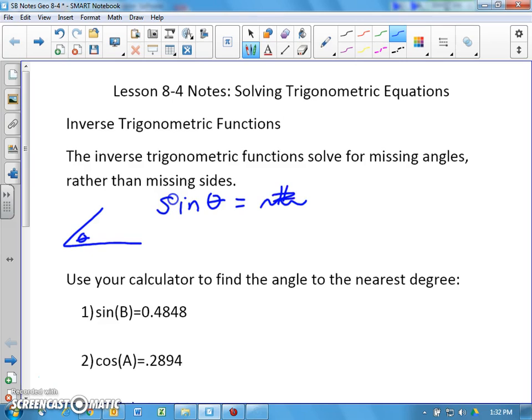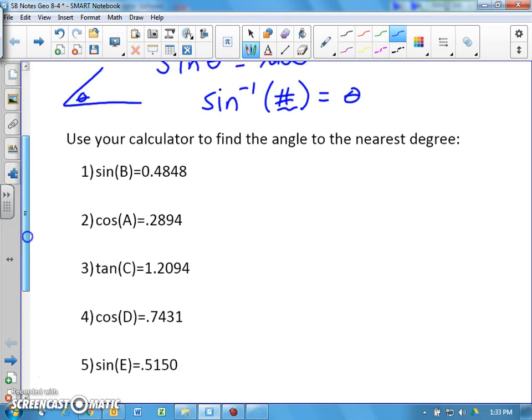Okay? If I need the angle measure, I just reverse that process, and we use what we call an inverse trig function. So the inverse sine of that number that we just found would give me the angle measure. Let's investigate how to use this on our calculator.